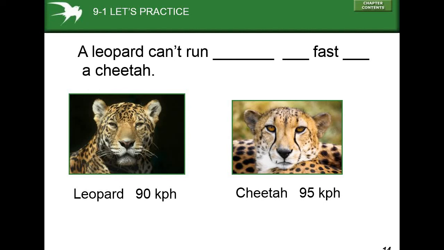Only very few people are there. Let us see the answer. A leopard can't run quite as fast as a cheetah. Okay. So it can't run as fast as a cheetah. Why? Because a cheetah runs 95 km/h.